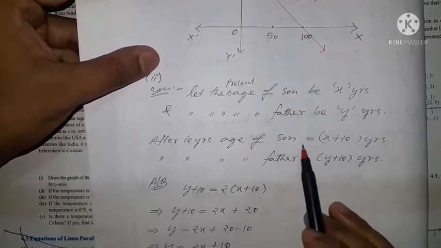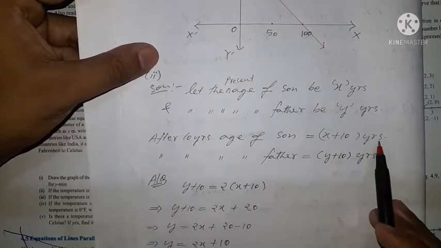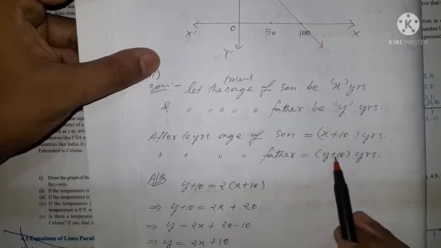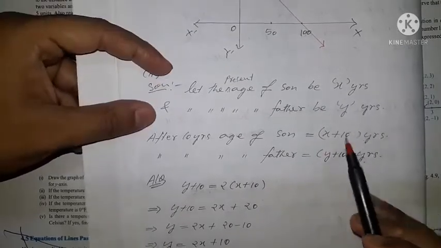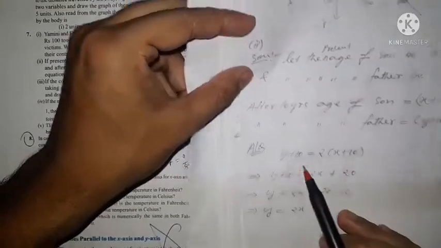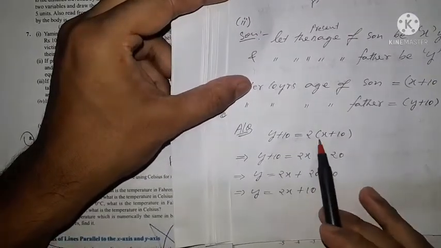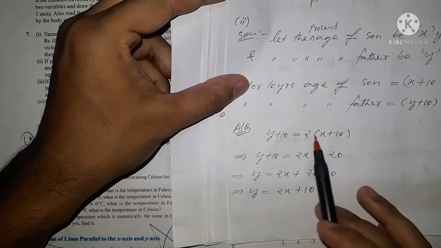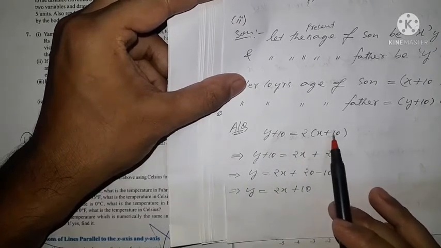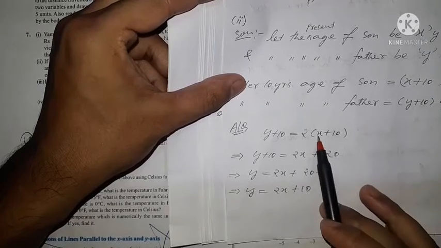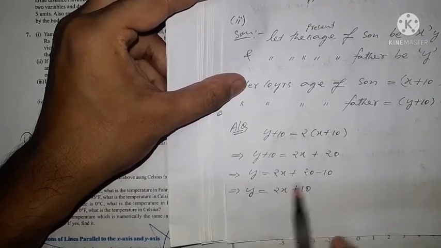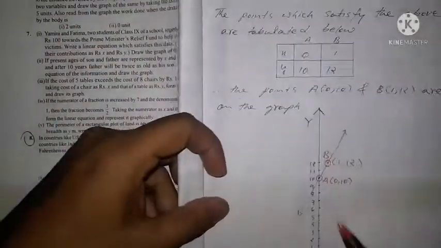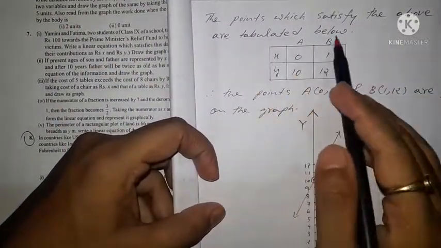After 10 years age of son will be obviously X plus 10 years. So after 10 years age of father will be Y plus 10 years since it is given after 10 years. So according to the question, after 10 years the age of father is twice that of his son. So the age of father, which is Y plus 10, is equal to twice that of his son. That means 2 into the age of son, that is X plus 10. So if we simplify this, we will get Y is equal to 2X plus 10. The points which satisfy the above equation are tabulated below.